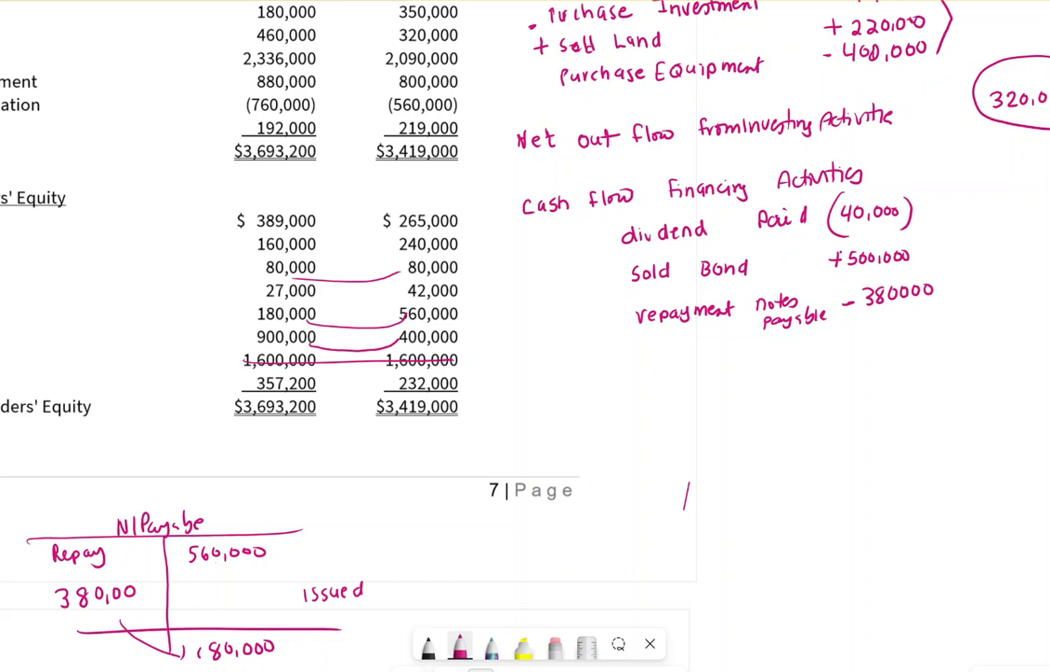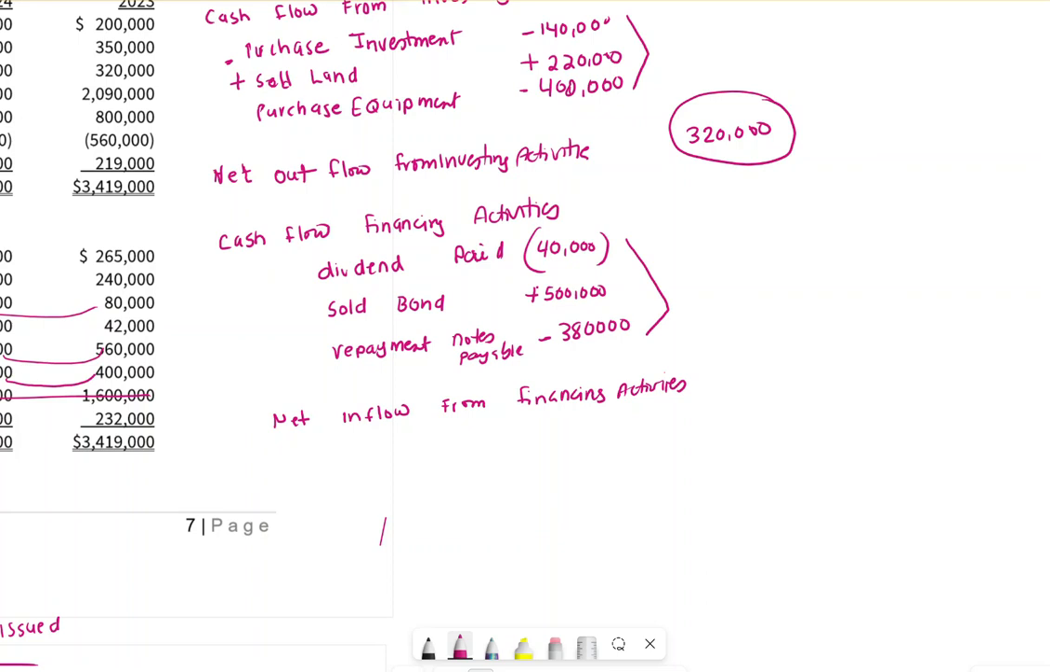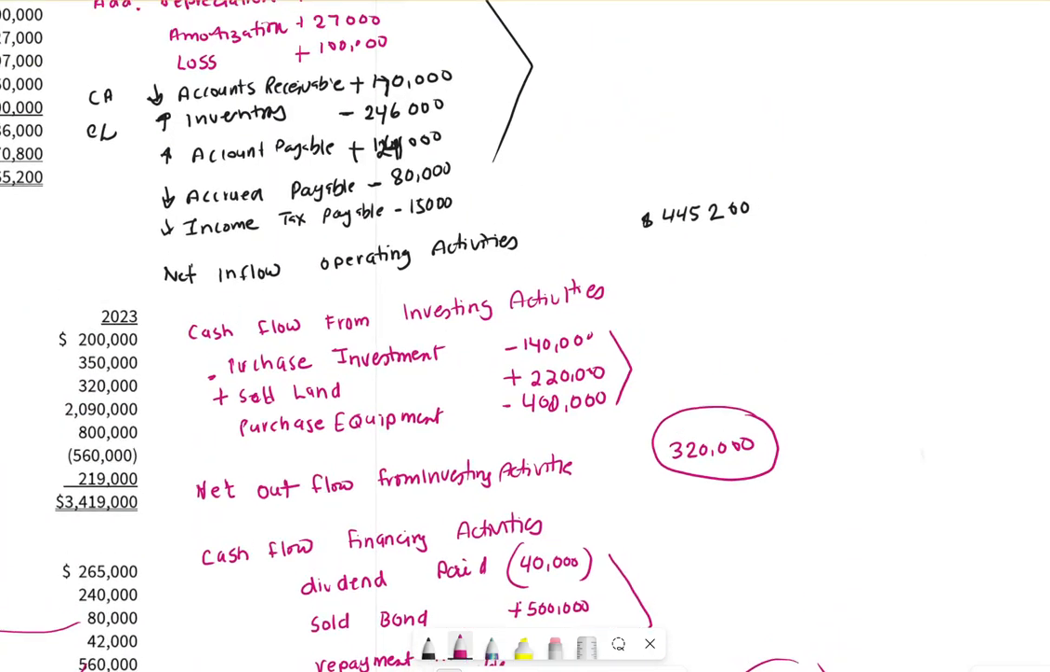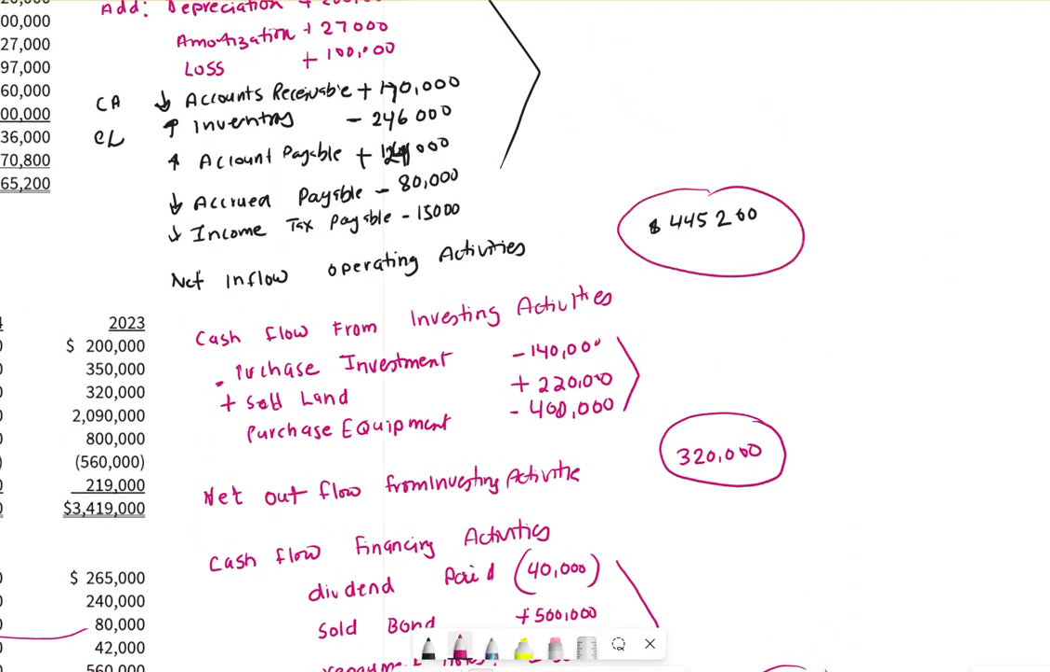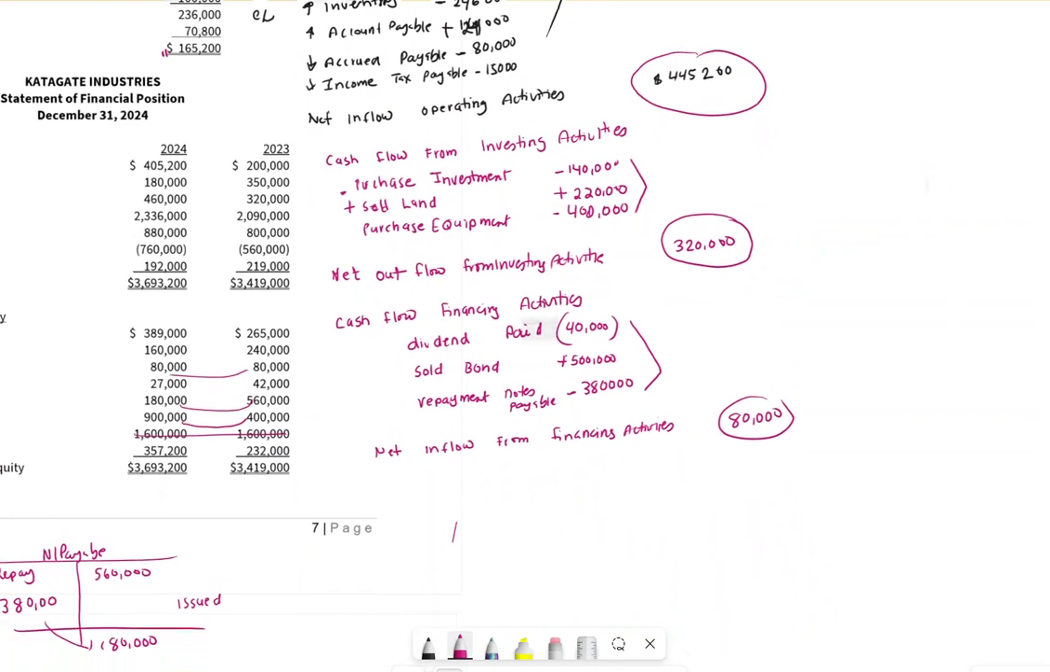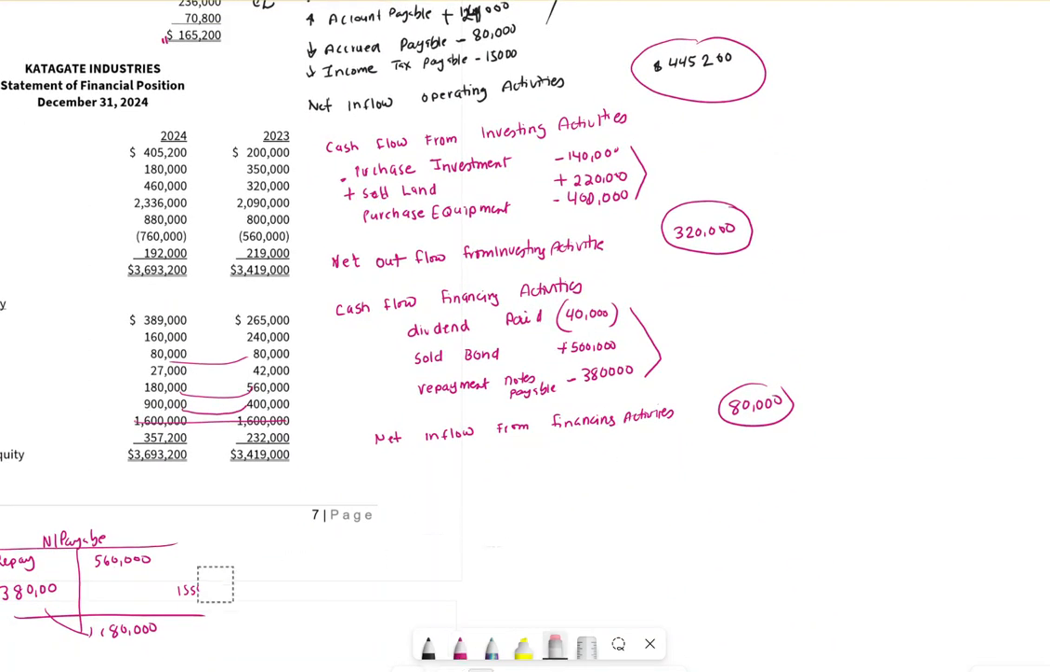And then we have a net inflow or outflow, and this will be a positive number, so we call it inflow. From where? From my financing activities. I add and subtract, and what do I get? I get a number, and that's my 80,000. So I have three numbers now. I add all these three numbers, and what do I call it? Net change in cash. So we call it net change in cash.